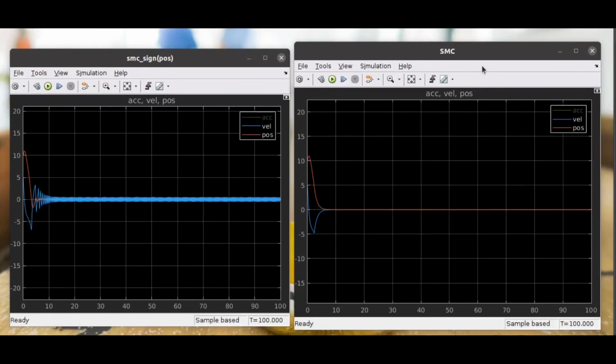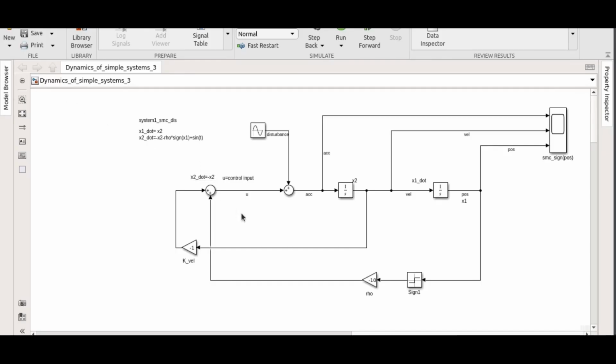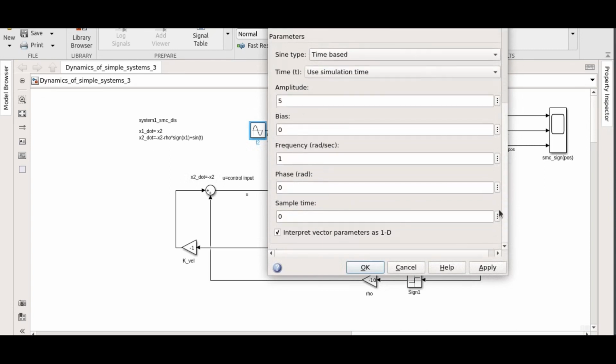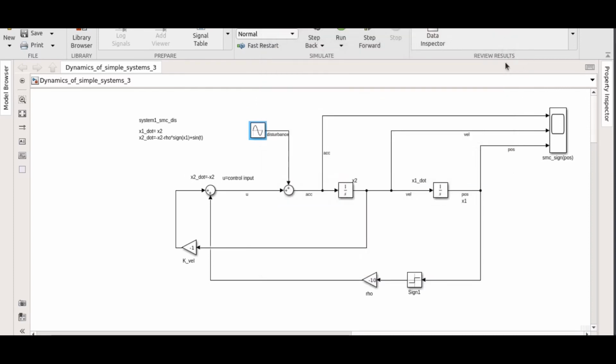The type of disturbance that we have considered here is a sine function with an amplitude of 5 units and a frequency of 1 radian per second. The reason for considering a sine function, we have already discussed in a previous video, is because it has the most adverse effect on the system. So if we can somehow deal with a disturbance of sine function, we will be able to deal with any other disturbance.